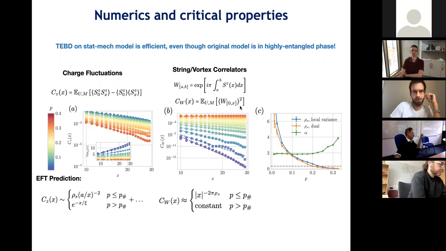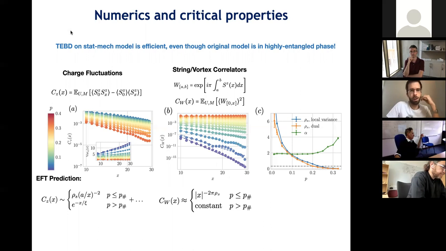And if you compute, again, the average of the square of this over the trajectories, we predict that it has continuously varying exponents in that phase. And indeed, if you do the numerics, you see very clearly that you have continuously varying exponents. And from this, you can extract what we call the superfluid stiffness. And we can actually compute the superfluid stiffness in different ways.